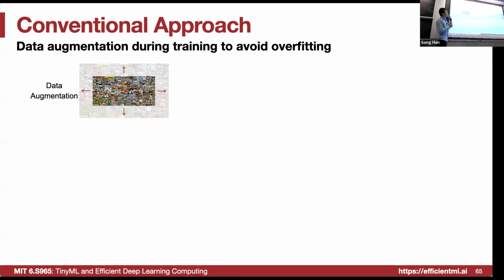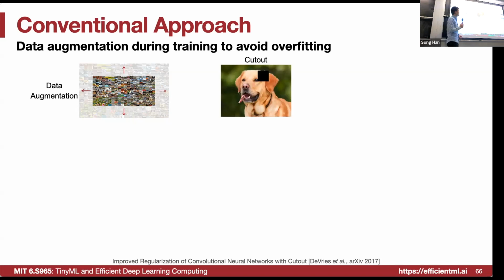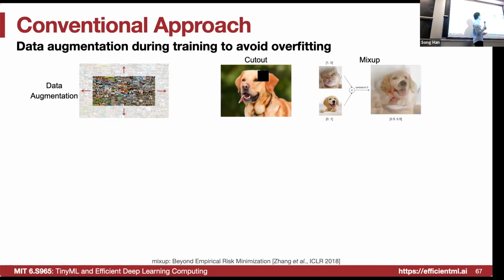So in the conventional approach, we have data augmentation, which is widely used during training to avoid overfitting. So one image can become many images. For example, we can cut out a certain region in the image. We can also do mix up. So we have a cat and a dog, and we mix them together to get a cat dog, and then have a probability of 0.5 for each.